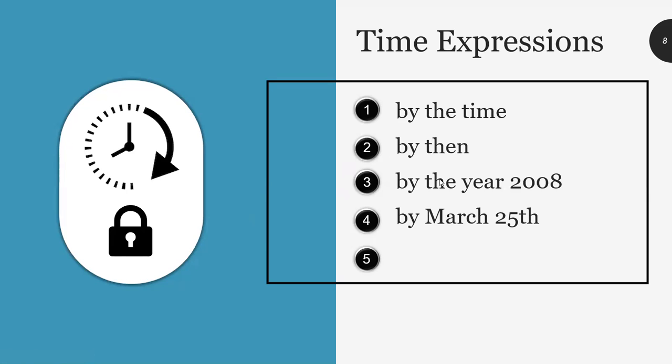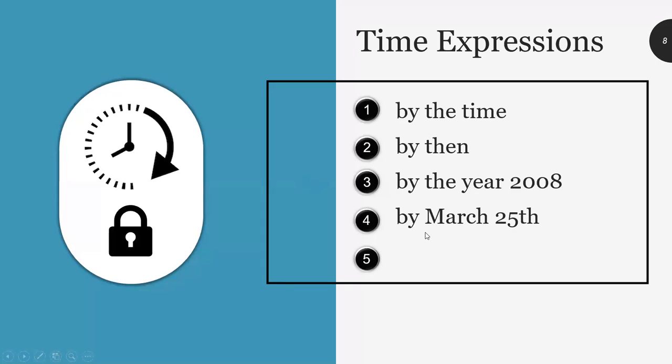Okay, and also by the year 2008, by the year 2001, by the year 2050. You can also use this one, by the year. Or you can say, I will have completed my business by the year 2050. Or by March 25th. Okay, I will have finished my degree by March 25th.